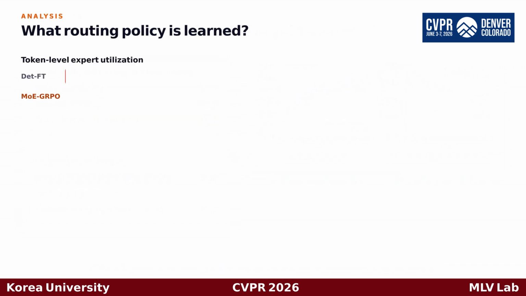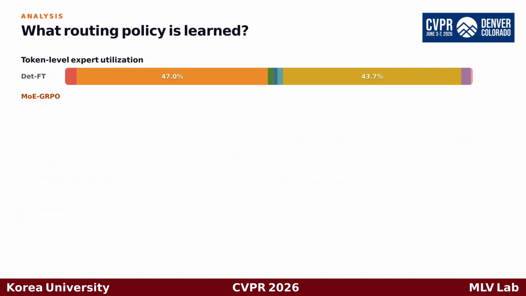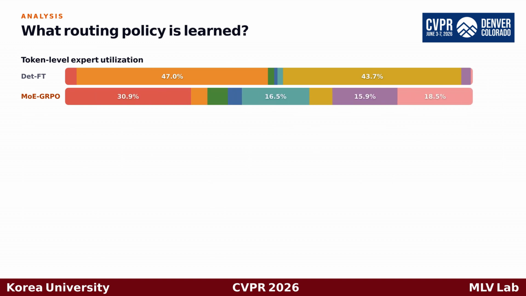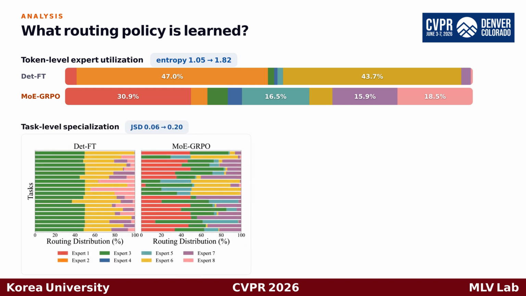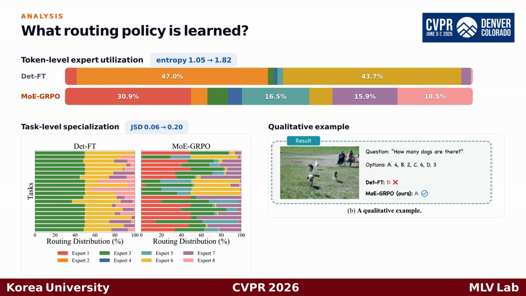So what routing policy is actually learned? Under deterministic fine-tuning, just 2 experts receive over 90% of all traffic. MoE-GRPO spreads activation across experts, raising routing entropy from 1.05 to 1.82. At the task level, the effect is the opposite. Expert distributions become more distinct per task, with Jensen-Shannon divergence rising from 0.06 to 0.20. Balanced at the token level, specialized at the task level, and it shows in practice.